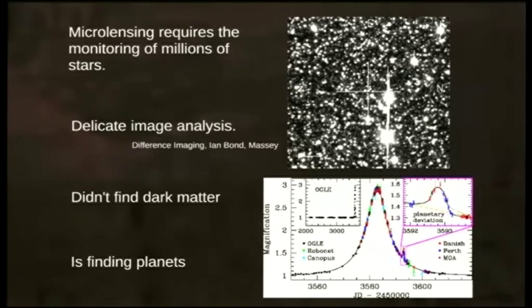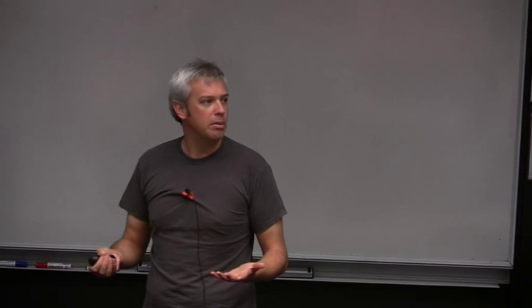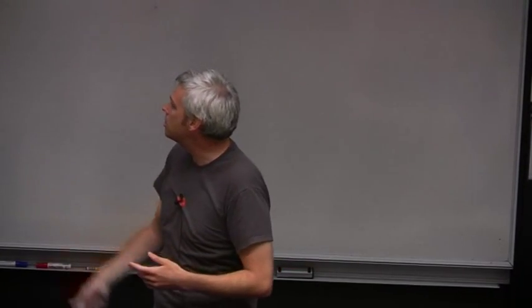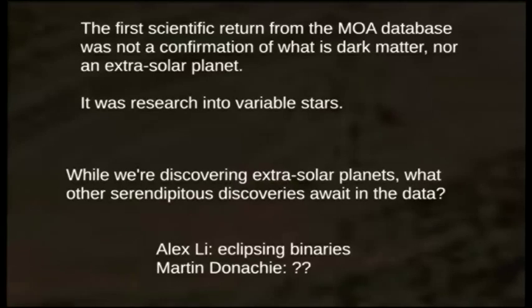So that's how we've evolved from a dark matter project. We didn't find it. We set some pretty good upper limits on what it is. Great, job done, no result. However, move on, let's find planets. And these are our successes. What is interesting to me, however, and this is where I'm trying to haul you back to where we're supposed to be, the first scientific return from the MOA project was not a confirmation of what is dark matter, or not, nor was it finding extrasolar planets.